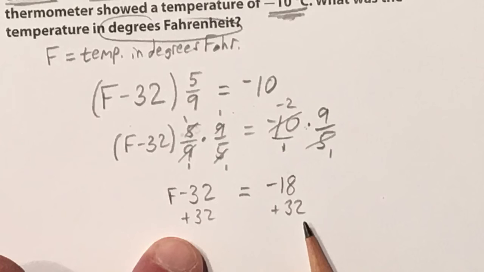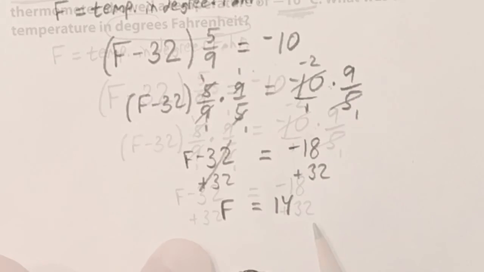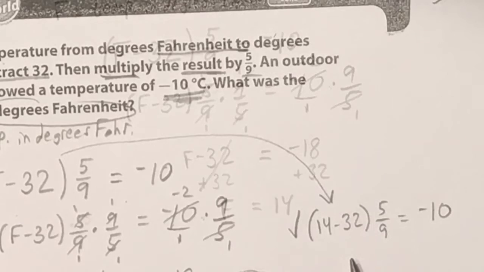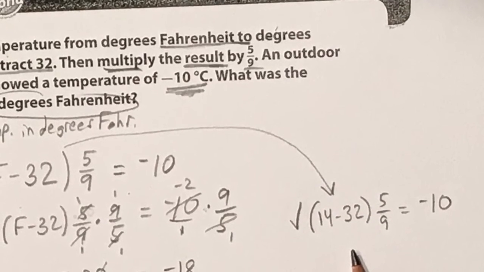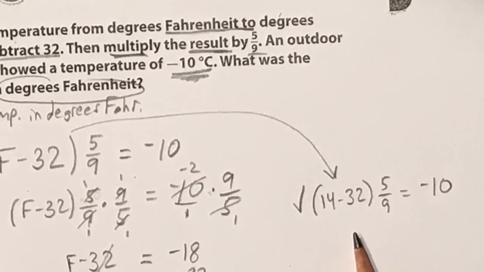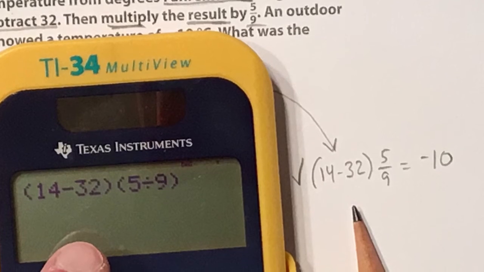Now we continue getting the variable by itself by undoing minus 32 by adding 32 to both sides, which gives us F equal to 14 on the right-hand side. And for the check step, we go back to the original equation we made up and substitute in the 14 where the F was. For the check step, we take the time to load that in the calculator.